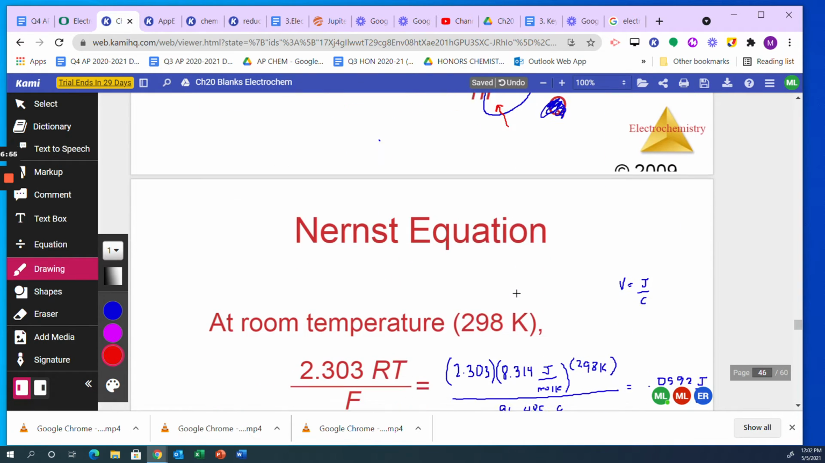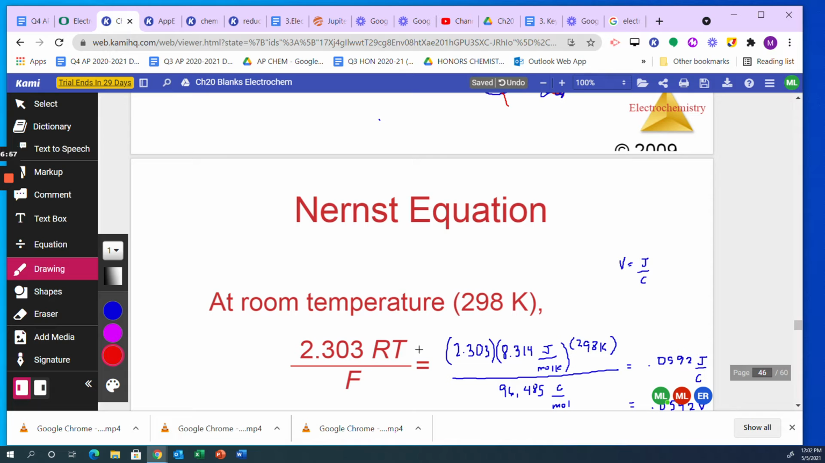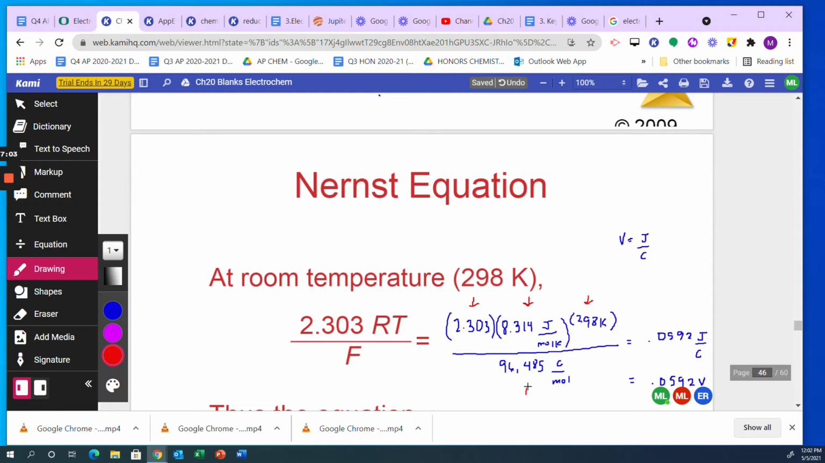So that is going to become here. So 2.303, there it is. There's R, there's T, 298 K, there's Faraday's constant. Okay, when I do all that math, I'm going to get 0.0592 J over C, okay? And you know that J over C is equal to voltage.